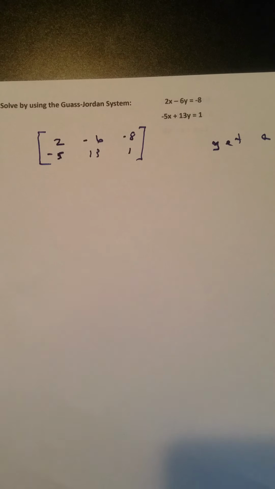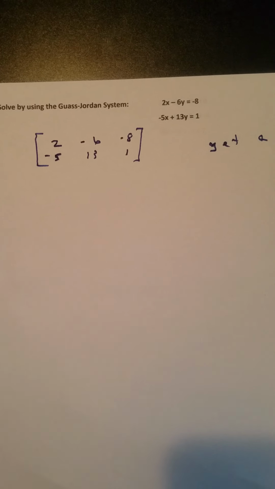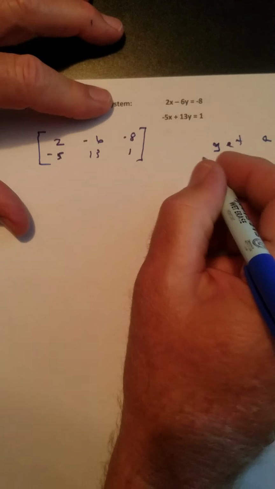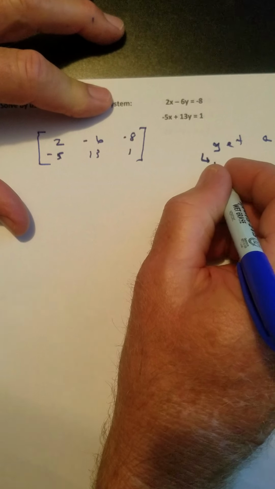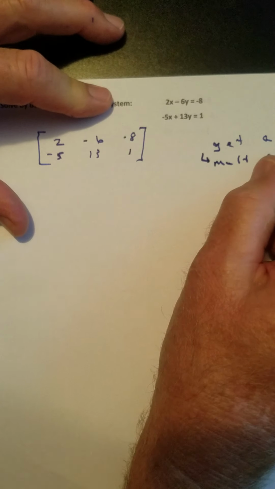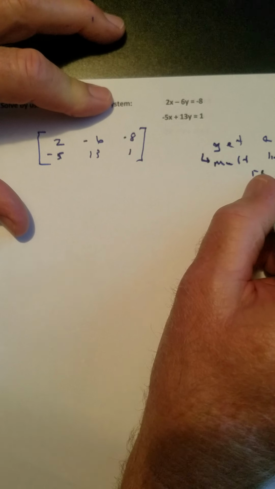How do you get a 1? Well, there are several ways of doing it, but for right now, to get a 1, multiply by the reciprocal.